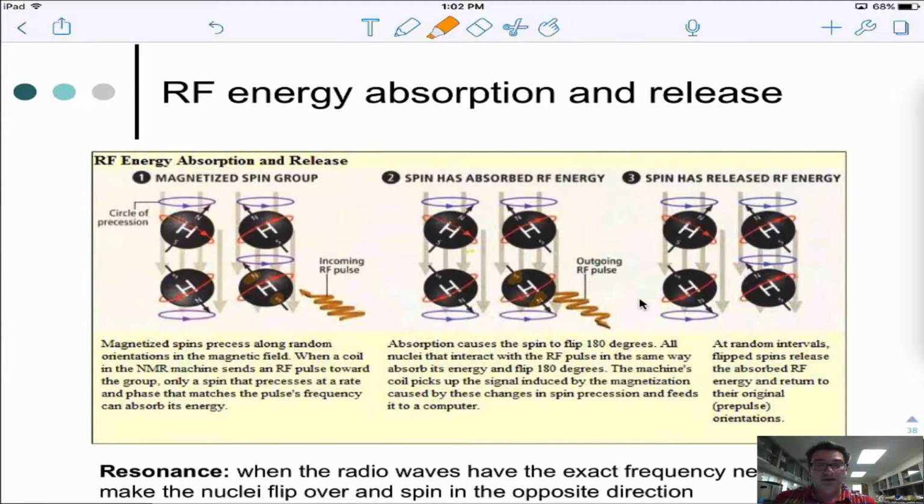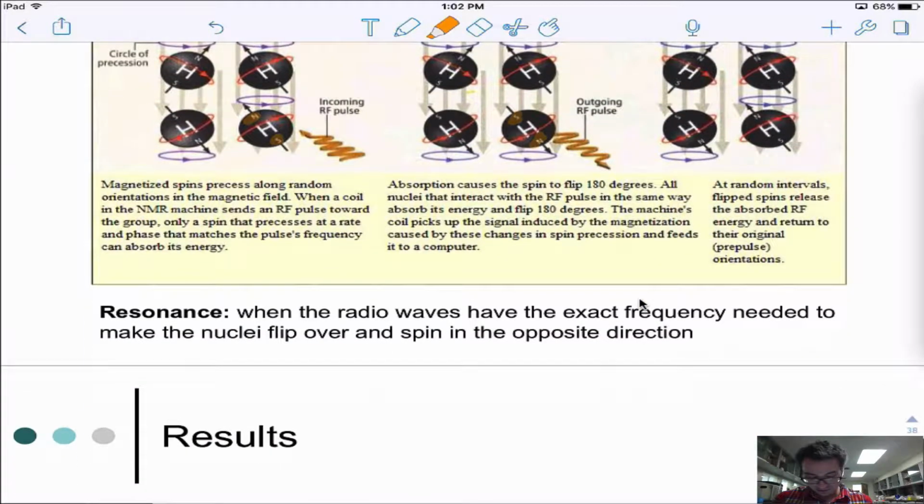And depending on the environment of the hydrogen, where it is, how many carbons it's connected to, if it's connected to oxygen, that will affect the frequency of that outgoing flip. Now they call this resonance, and this is where the radio waves will have the exact frequency needed to make the nuclei flip over and spin in the opposite direction. So they get the right radio waves with the correct radio frequency in order to do this.